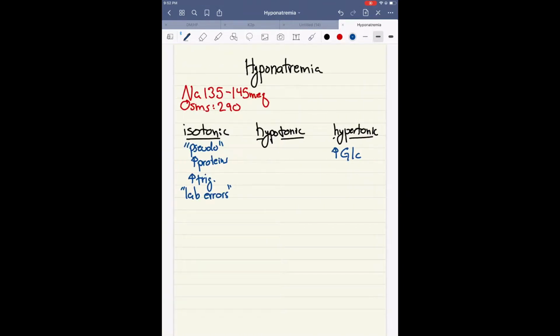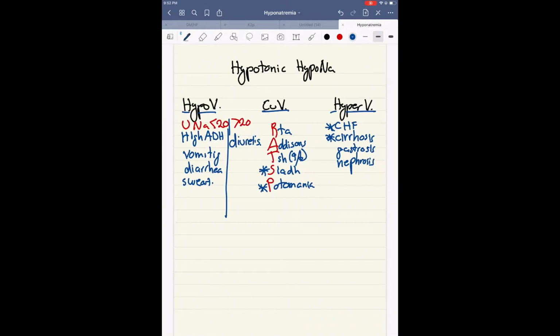First, our isotonic, hypertonic, and hypotonic differentials, and then our volume status, which is mostly for our hypotonic differentials: hypovolemic, euvolemic, and hypervolemic. The reason that we want to get a great differential here is because usually hyponatremia is not a primary problem. It's a secondary problem. It's secondary to something else, such as diarrhea or diuretics or heart failure. Something is causing the sodium to be low. And if we can really figure out why the sodium is low, maybe we can prevent it from happening again in the future.